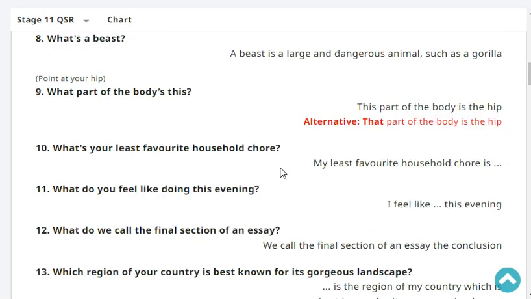Greg, what part of the body is this? That part of the body is the hip.